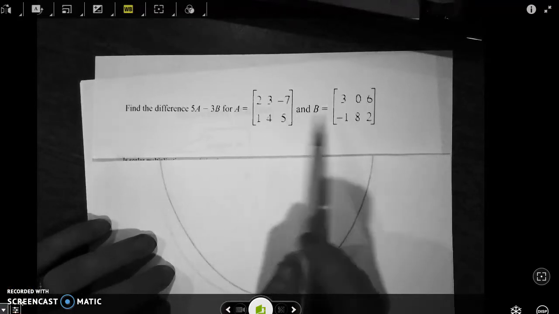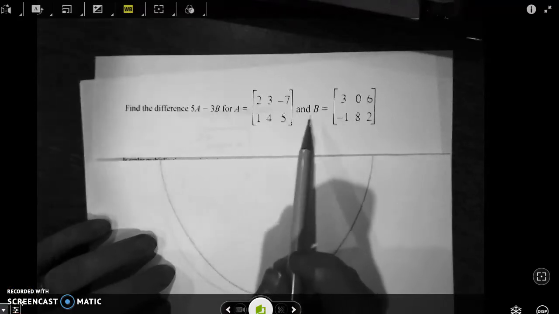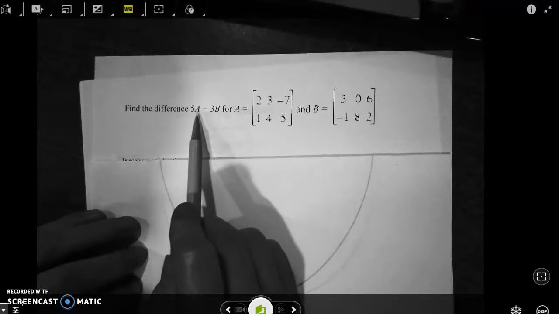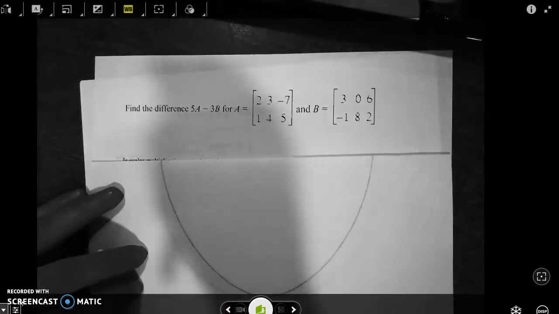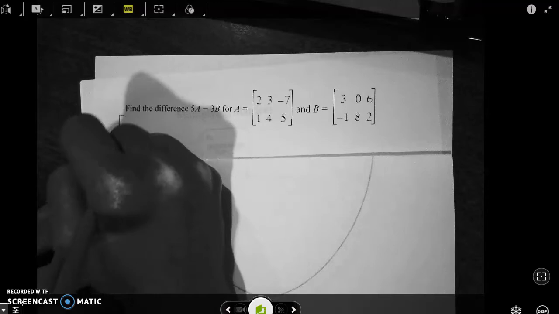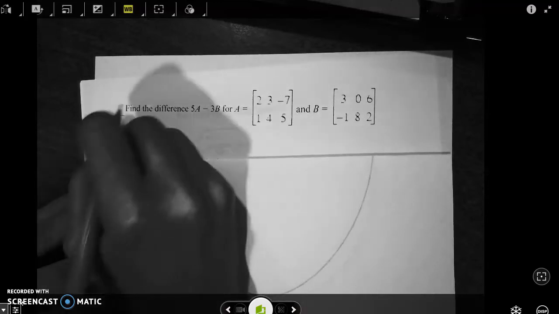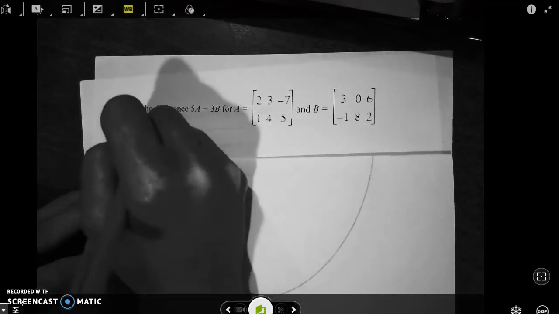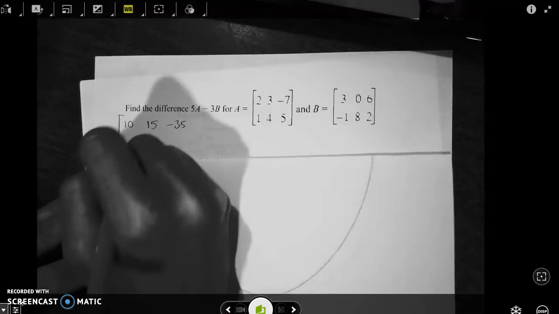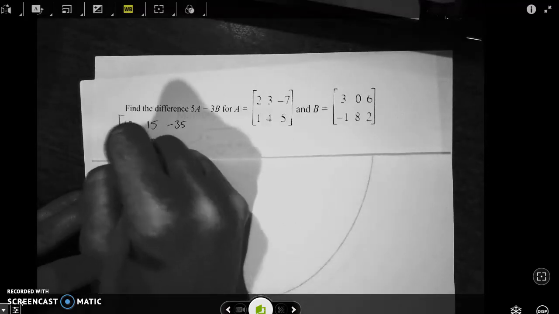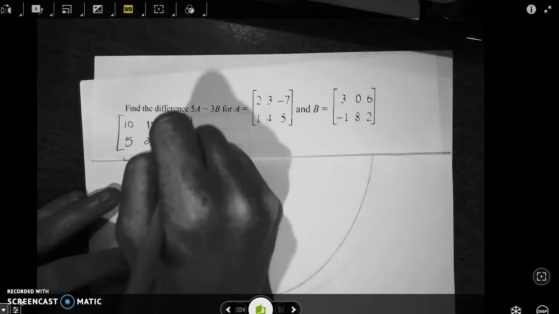As we turn the page, we see that we have two matrices. Both of these are 2 by 3 matrices, so that means we can add or subtract them. The first one says we want to find 5A minus 3B. So I'm going to go ahead and do the scalar multiplication and multiply A by 5. So 10, 15, negative 35, 5, 20, and 25.